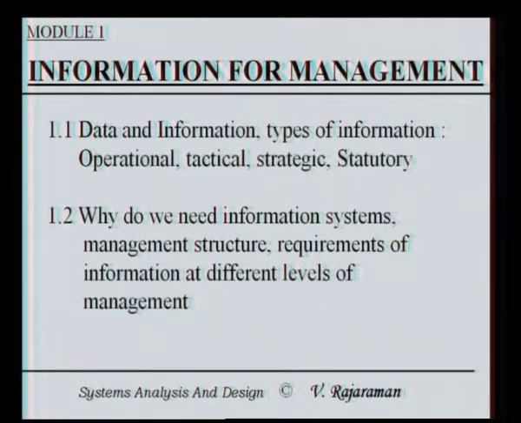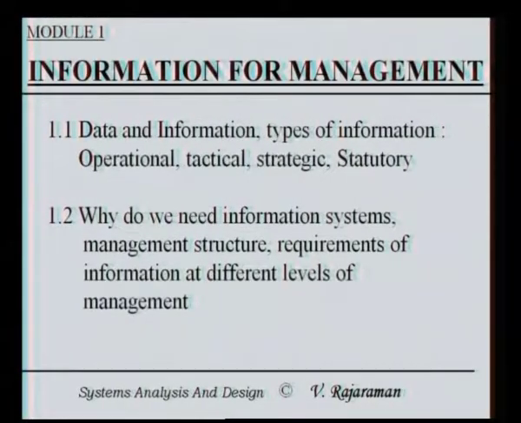So the various topics which are going to be discussed are data, and in what way data is different from information. And once you get information, there are actually four types of information which organizations use. One of them is called operational, the other is called tactical, the third is called strategic, and the fourth is called statutory. We have to define each of them, and we also have to say why each of them is required.